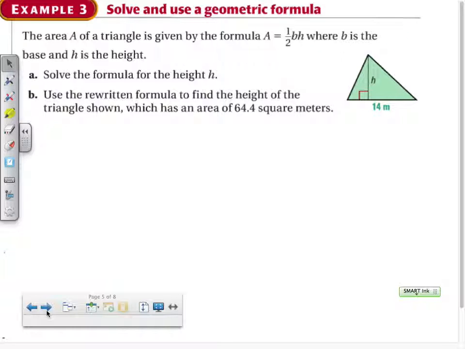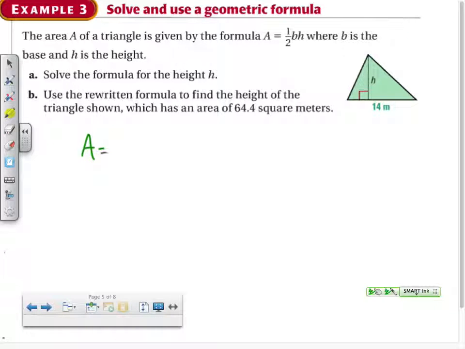All right, here's another application. You got a triangle. We all know the area of a triangle is 1/2 base times height. All right, let's solve that formula for h. And then if we know area and base, we can figure out what height is. All right, so solve the formula for h.